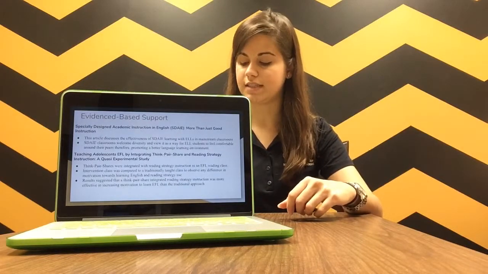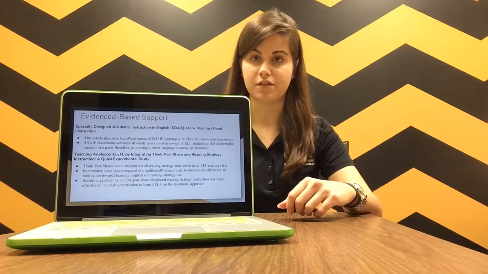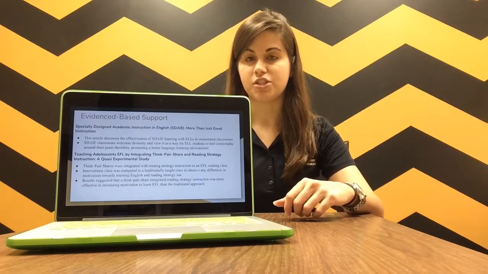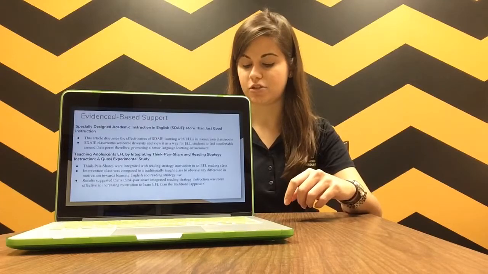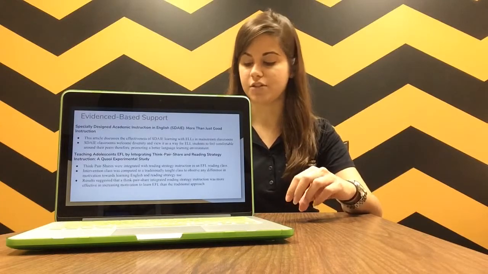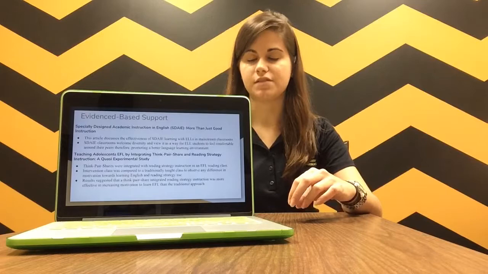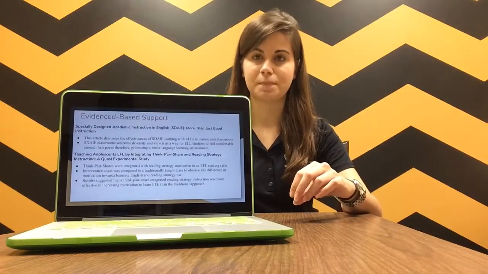Results showed a statistically significant increase in motivation for the intervention group. These results suggest that a Think, Pair, Share reading instruction was more effective in increasing motivation to learn English as a foreign language than the traditional approach.